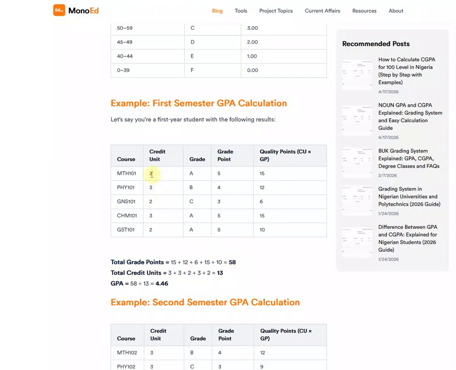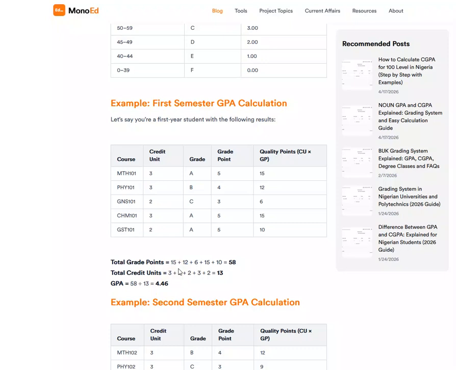Now your credit unit, which is this static one that comes with the course, 3, 3, 2, and so on, you add them together, they give you 13. Now, when you take this total grade point, you divide it by your total credit unit, it will give you your GPA. 58 divided by 13 will give you 4.46. That's for a single semester. That's just GPA, right?